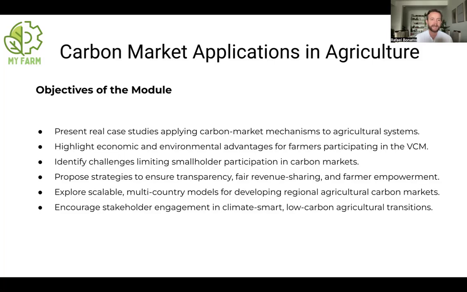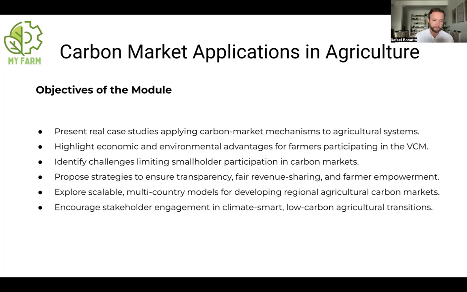The second objective is to highlight economic and environmental advantages for farmers participating in the voluntary carbon market. The third objective is to identify challenges limiting smallholders' participation in carbon markets. I have already mentioned some of the struggles, bottlenecks and challenges, and here I'm going to dive deeper into some of those as well, always aiming to share some of the things that I, as a professional, have seen in the field while working, and based on the consultations and some of the work I've done in the past.